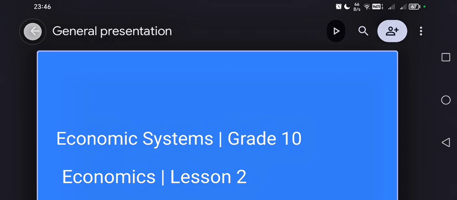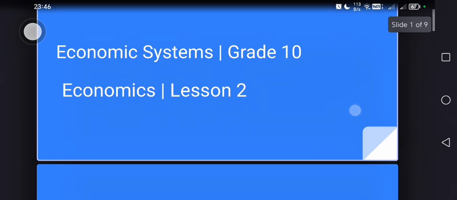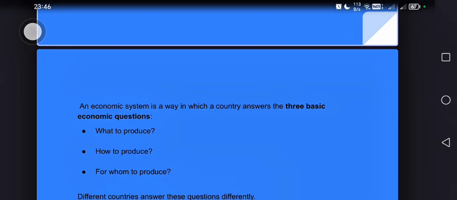Today we are diving into the second lesson, which is the economic systems in grade 10. Simply defined, an economic system is how a country or society organizes its resources to meet people's needs. It's just like a system to manage the stuff that we need.